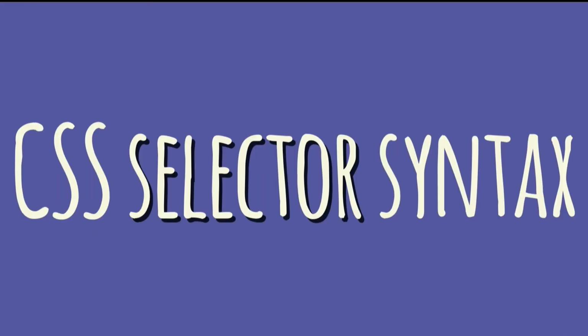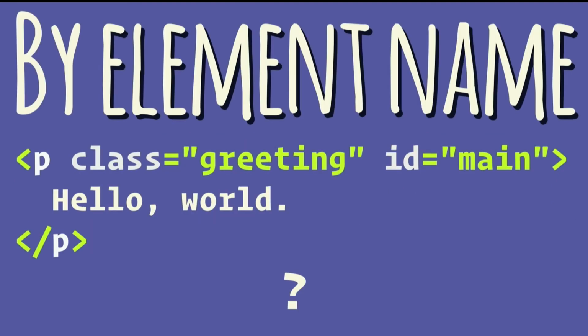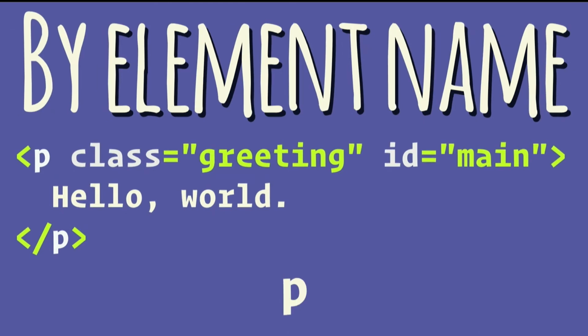So we can use this knowledge to grab elements from the page. We can target them with CSS. We can grab them with querySelector. Works the same way with selector syntax. So we can do it by element name. If I wanted to grab this element based on nothing but its name, the type of element it is, what would that selector be? P, right.